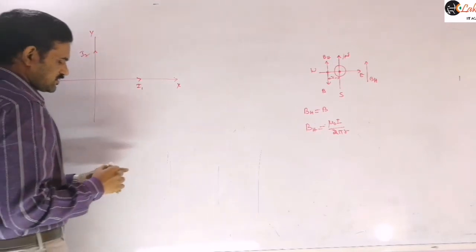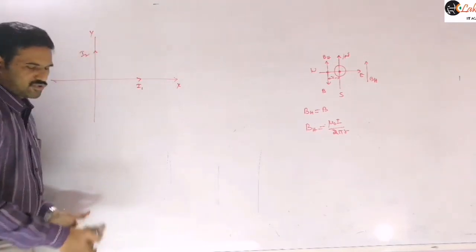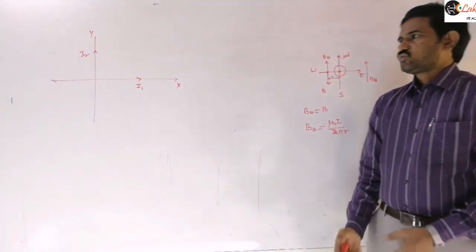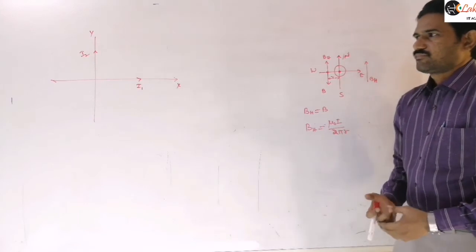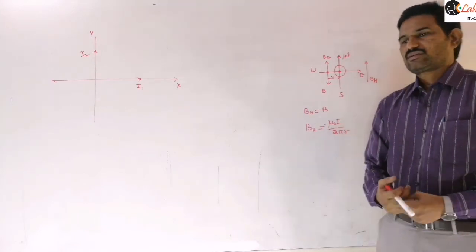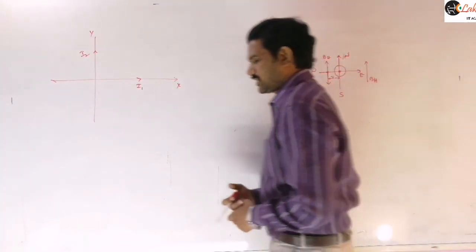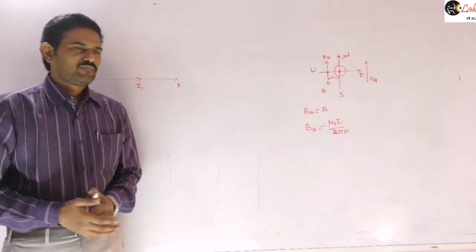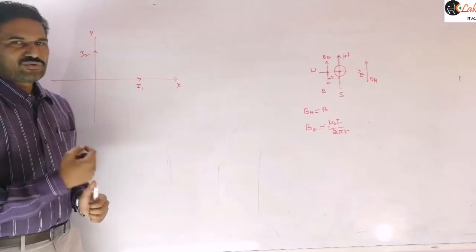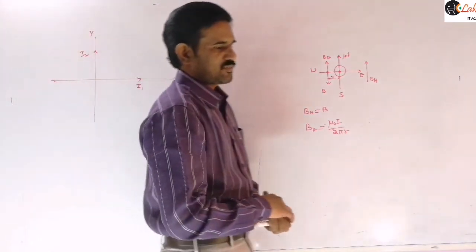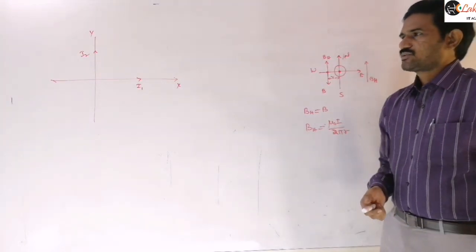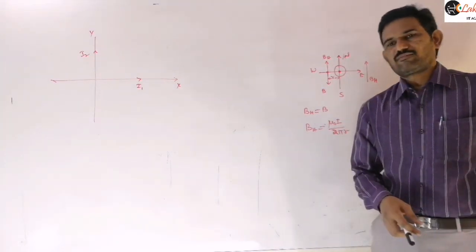I am taking two infinitely long conductors here. So just mention that problem. Two infinitely long conductors carrying currents I1 and I2 along the positive x-axis and positive y-axis respectively are shown in the figure.